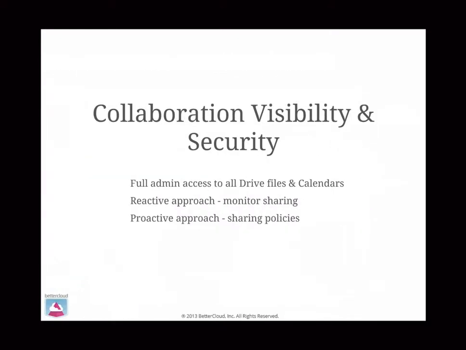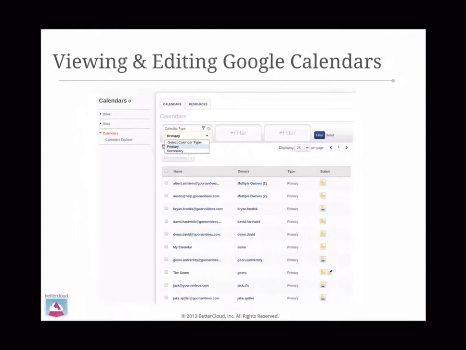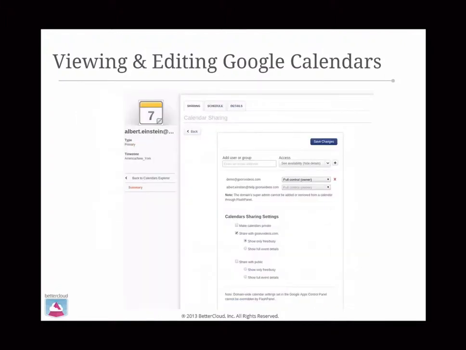So the next section here is collaboration, visibility, and security. And this will be talking a lot about Drive and Calendar, along with the ability to monitor what's happening with your documents. So here we are in the calendar view. You can filter by primary or secondary calendars, and you can see every single calendar owned, whether primary or secondary, from your employees. And from here, you can add a user or group to be shared on it. You can hide the details, add the details, make someone a full control owner, or even move the calendar to a private setting.